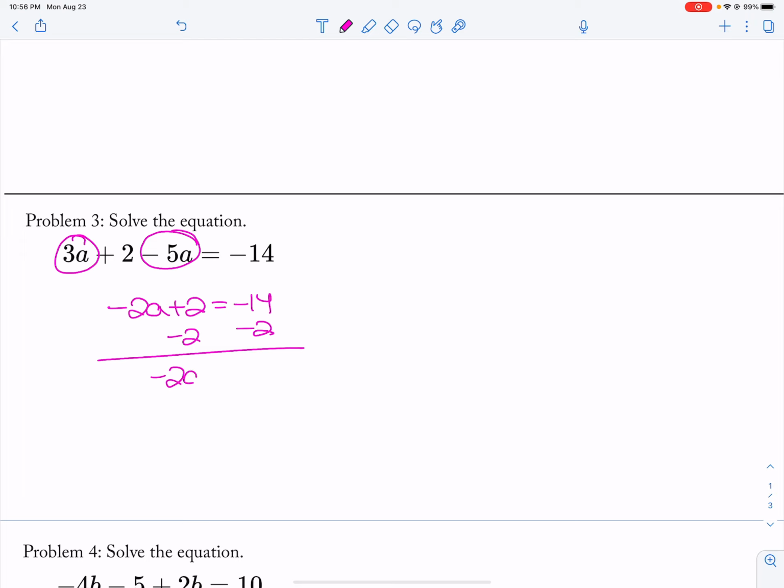So I get negative 2a is equal to negative 16. Divide both sides by negative 2, and I get a is equal to 8. Okay.